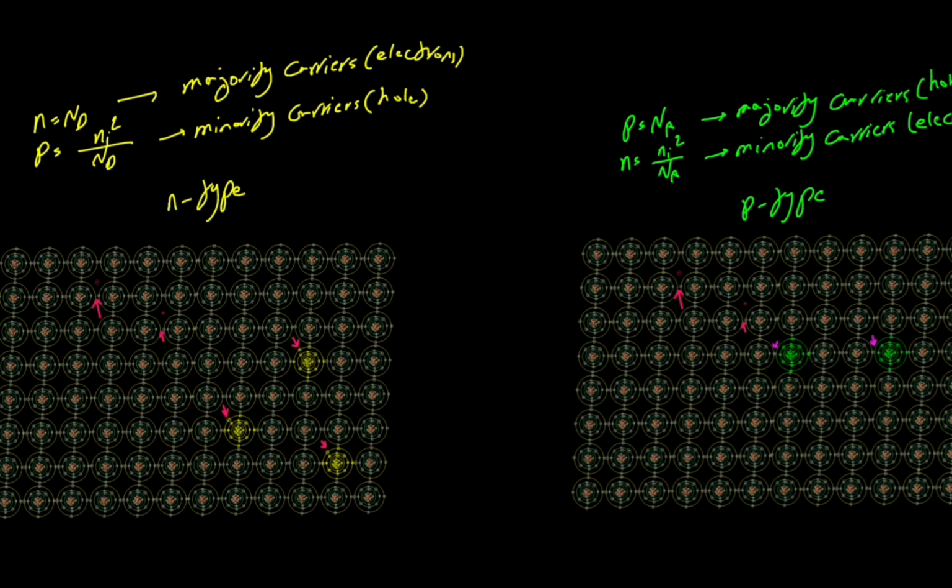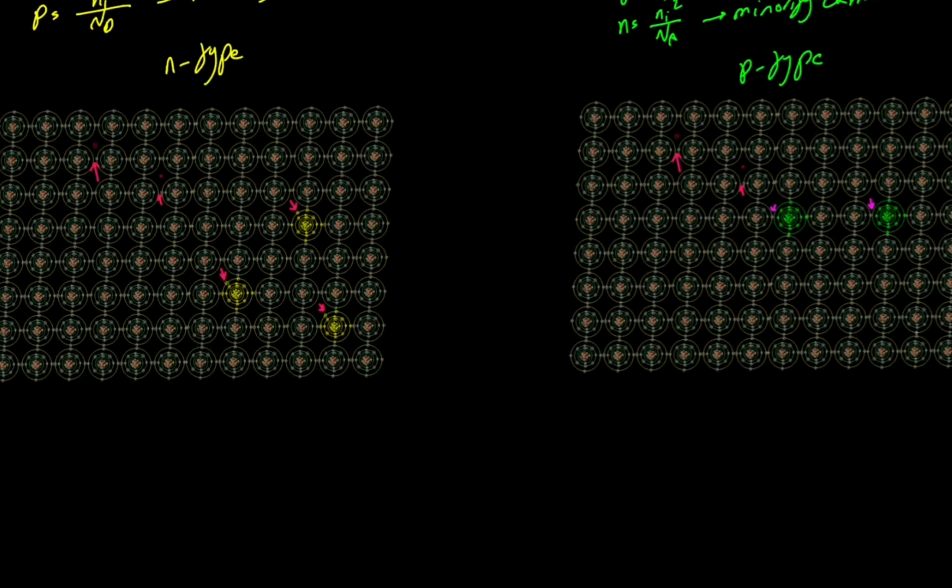And for the p-type, it would be the other way around. The majority carriers would be holes and the minority would be electrons, by injecting boron. The one thing that I wanted to note here is that right now the net charge in both of them is equal to 0. Why?